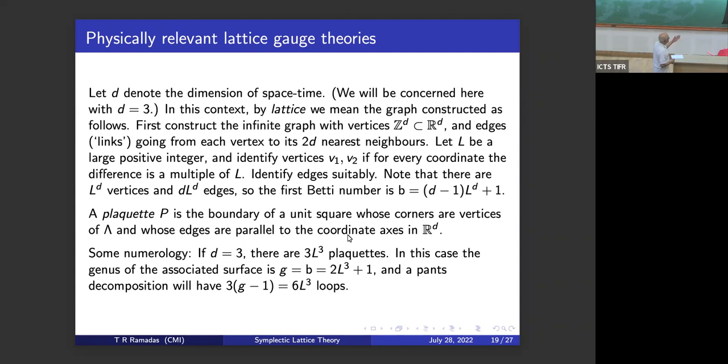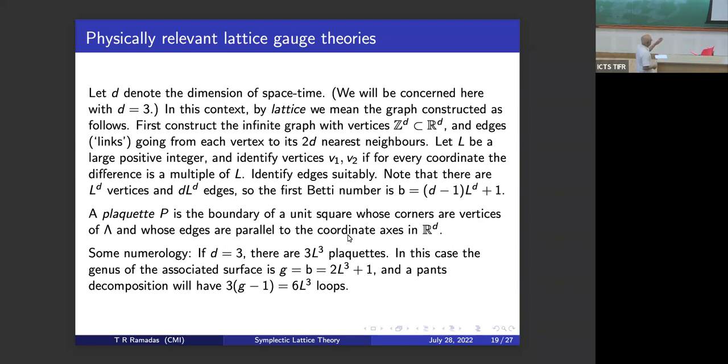Let L be a positive integer and identify vertices if each coordinate they differ by is a multiple of L. So in other words, you make the lattice periodic. So you get a periodic lattice. Now there are L to the D vertices and D L to the D edges. So the Betti number is given by that formula. A plaquette, we all know what a plaquette is in this case. These are the closed loops around the faces of unit cubes.